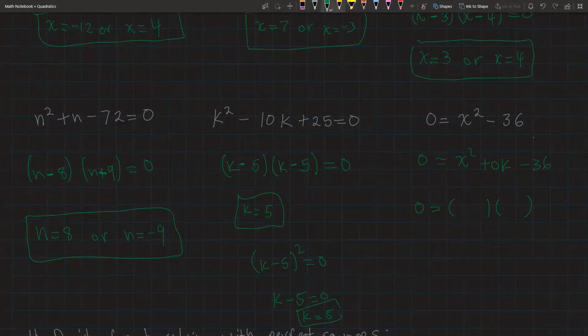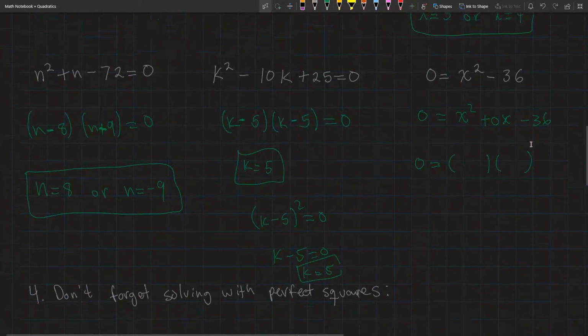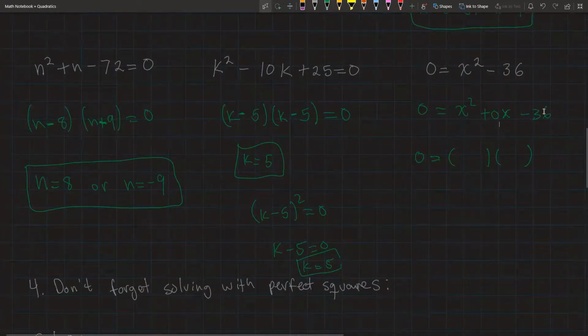And I realize that's not a k term, that should be an x term. Let's fix that. All right, caught my mistake. And then we can think about it as 0x or minus 0x. And we think of two numbers that multiply to -36 and combine to 0. What are those two numbers? Some form of 6 and 6.